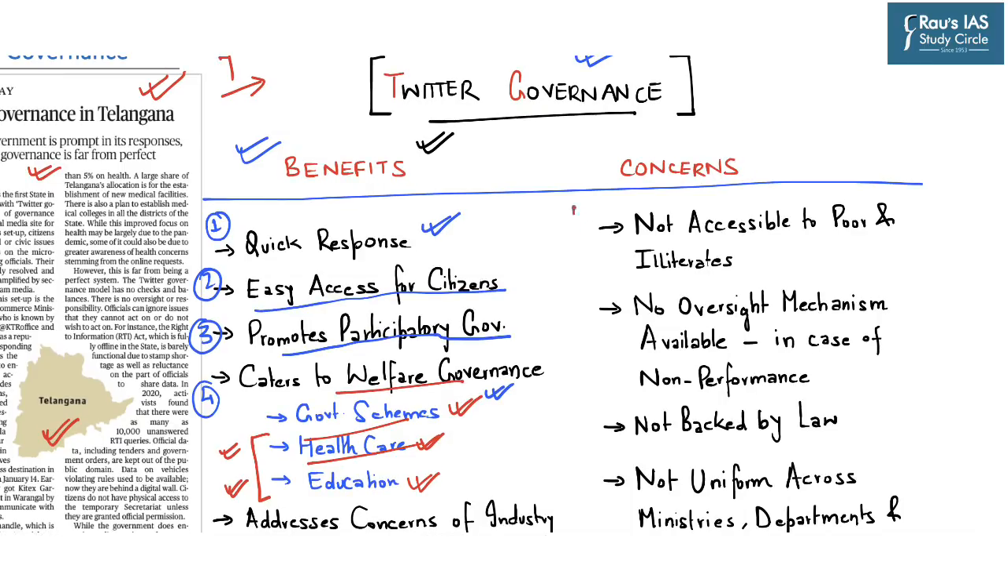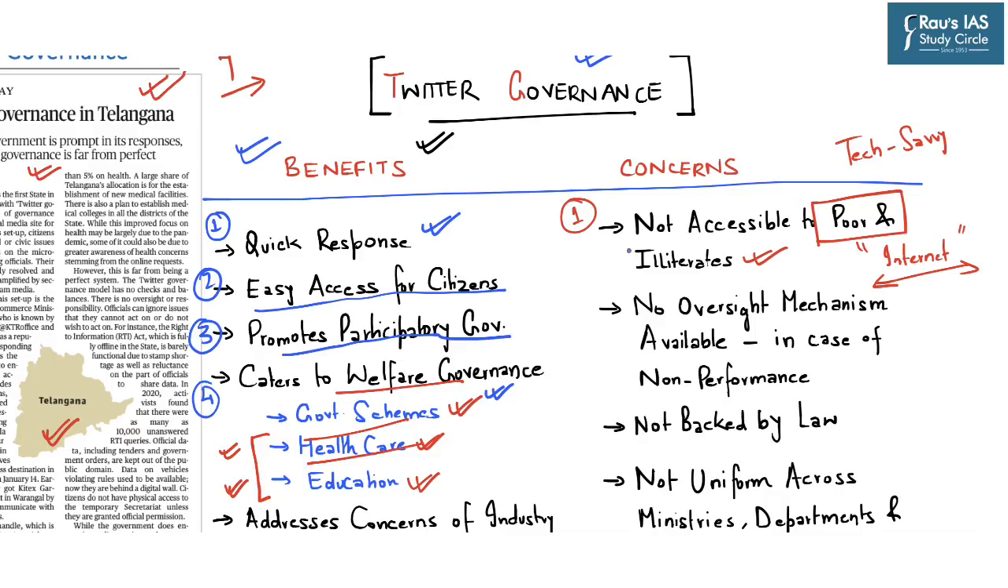Now the first concern includes the fact that it is not accessible to the poor and also illiterates or those people who do not have access to internet. So it becomes difficult for such people who do not have access to internet and who are not tech savvy to reach out to the government officials or ministers to address their concerns.